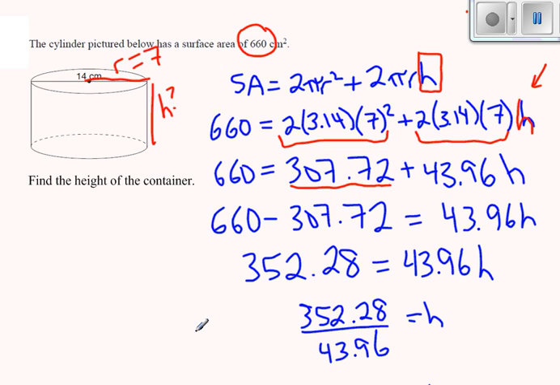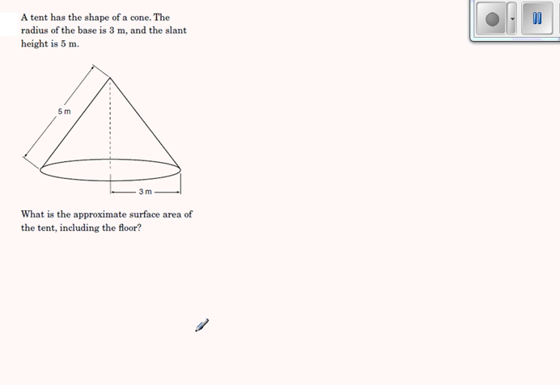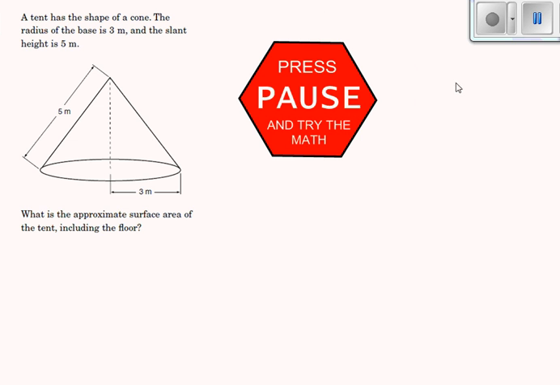So last question, here it is. A tent has the shape of a cone. The radius of the base is 3 and the slant height is 5. What is the approximate surface area of the tent, including the floor? So at this point, I want you to press pause on the video, try the math on your own, and I'll meet you on the flip side.